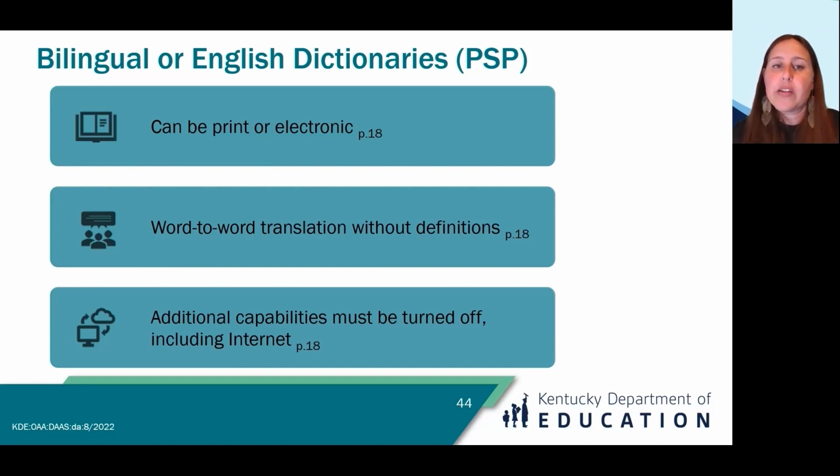If bilingual or English dictionaries are allowed on the test you are administering, there are some specific guidelines that must be followed. The dictionary should only provide word-to-word translation without definitions. All additional capabilities must be turned off, including the internet, translating whole phrases and sentences, etc.